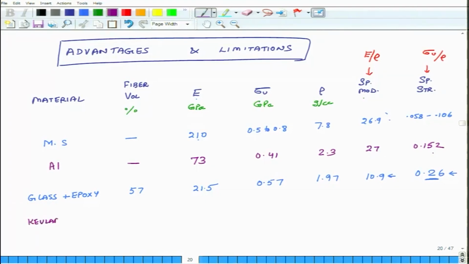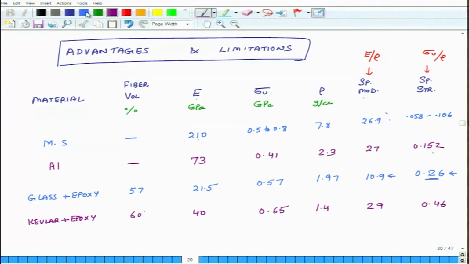So, this has Kevlar fibers plus epoxy. So, Kevlar plus epoxy, and here the volume fraction of fiber is 60%, the modulus is 40, sigma u is 0.65, density is even lesser, 1.4, and specific modulus goes up, exceeds that of steel or aluminum by some amount, and where you really get a lot of benefit is on the specific strength side, 0.46.